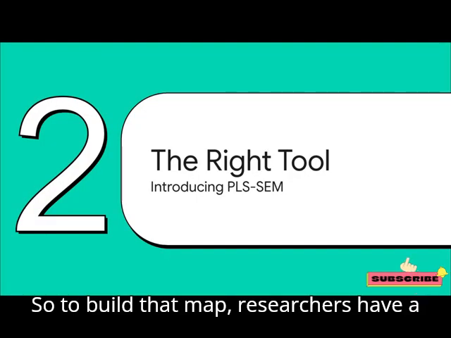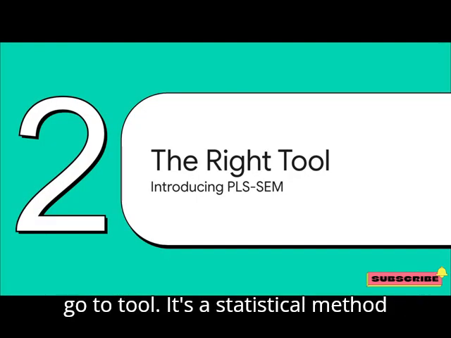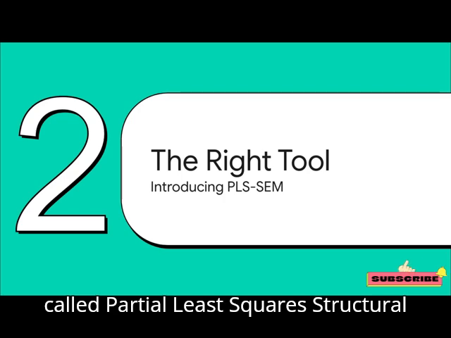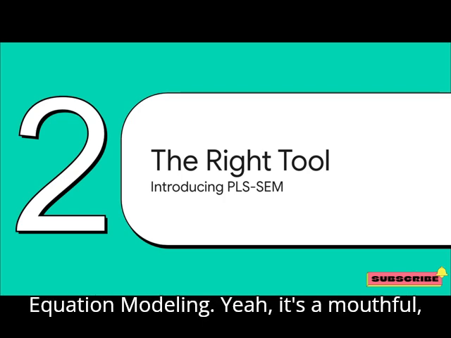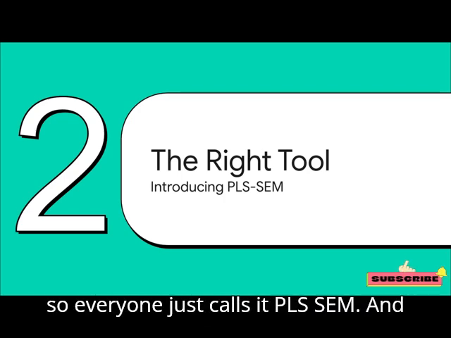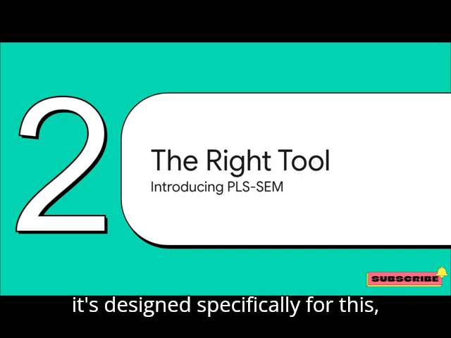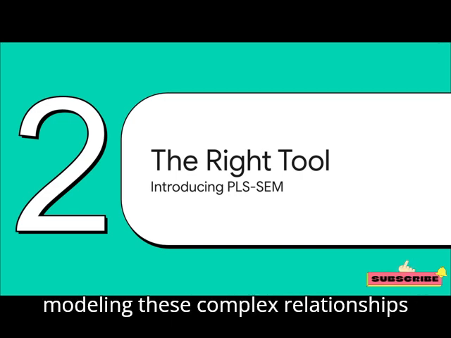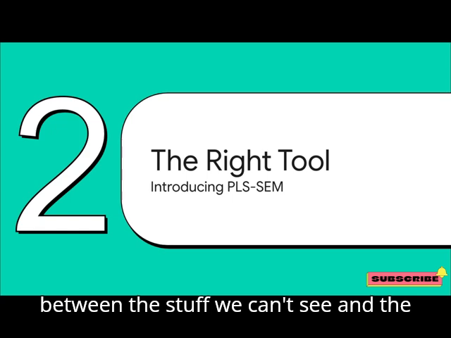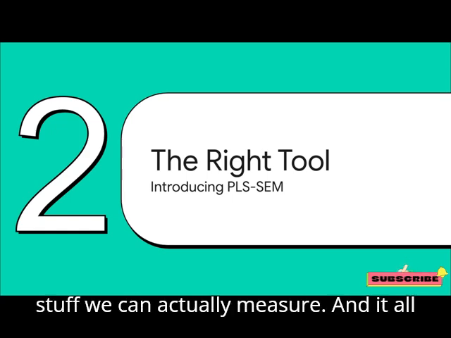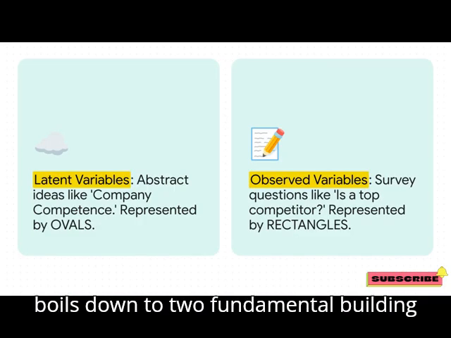So, to build that map, researchers have a go-to tool. It's a statistical method called partial least squares structural equation modeling. Yeah, it's a mouthful, so everyone just calls it PLS-SEM. And it's designed specifically for this, modeling these complex relationships between the stuff we can't see and the stuff we can actually measure. And it all boils down to two fundamental building blocks.